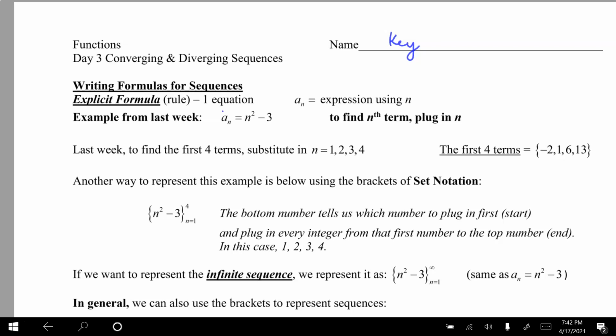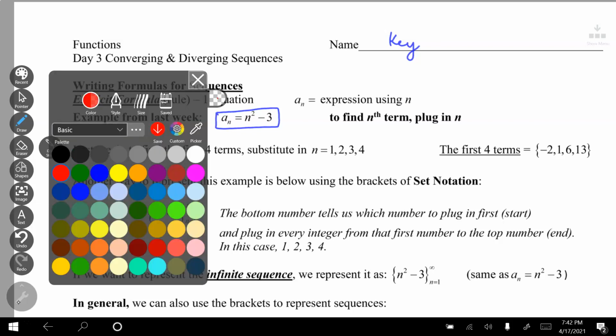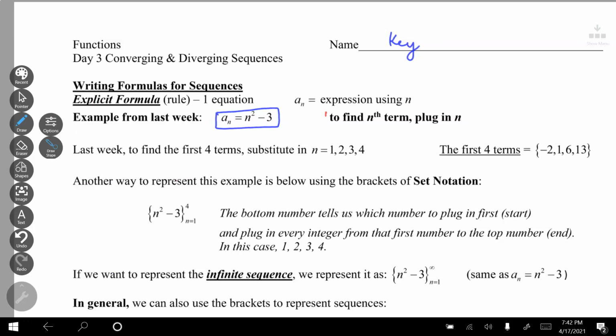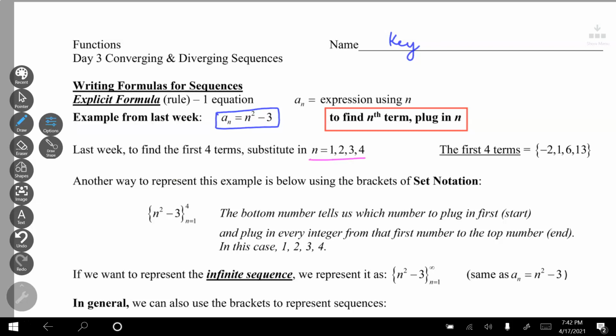So we looked at this formula last week. We're only going to work with explicit formulas. The recursive doesn't work with what we're going to do today. And last week we had this formula, a sub n equals n squared minus 3, and we plugged in numbers for n to find whatever term we wanted. Specifically, we did the first 4 terms. So we plugged in n equals 1, 2, 3, 4, and we found the first 4 terms of -2, 1, 6, and 13.